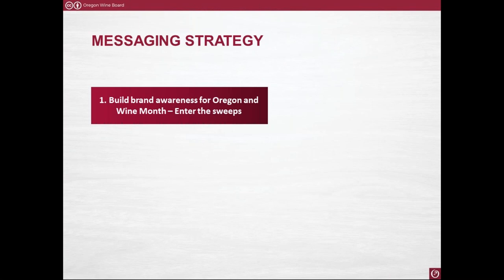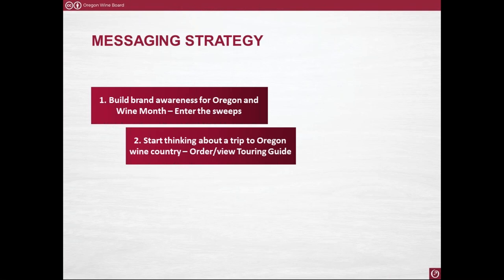Okay, so those are the consumer-facing elements your business can engage with. Let's look at the messaging flow the OWB will be taking to promote them. We're using a phase-based approach to consumer messaging and promotion leading up to Wine Month. The campaign will start in early March, seeding the idea of Wine Month and building some momentum for Brand Oregon with the introduction of the sweepstakes, strong photography, and a general increase in publishing.